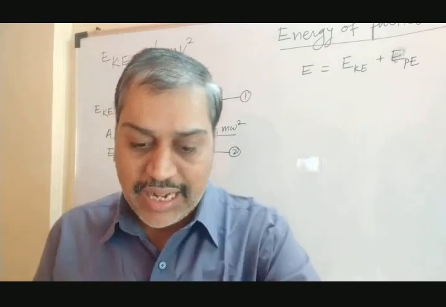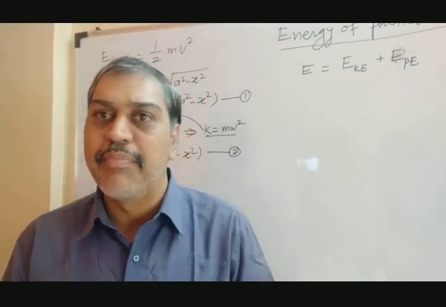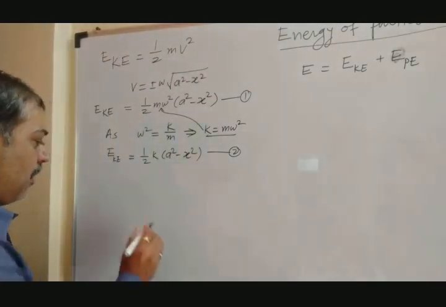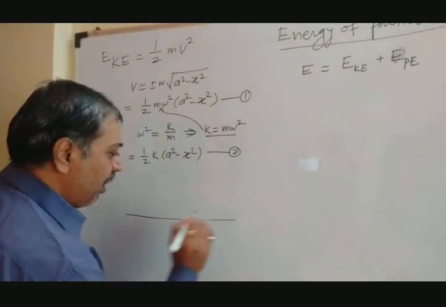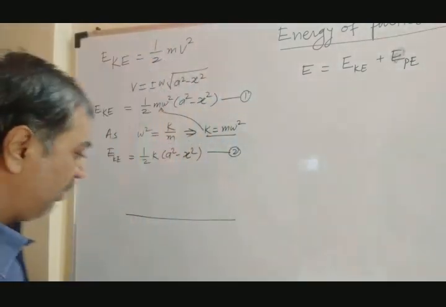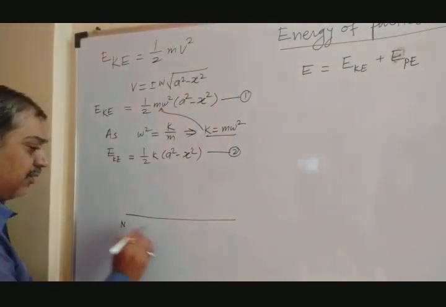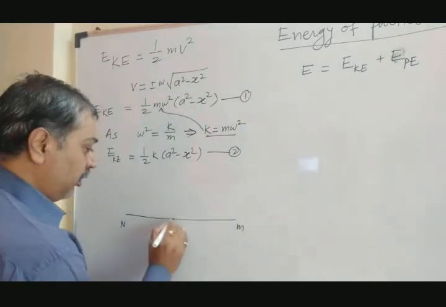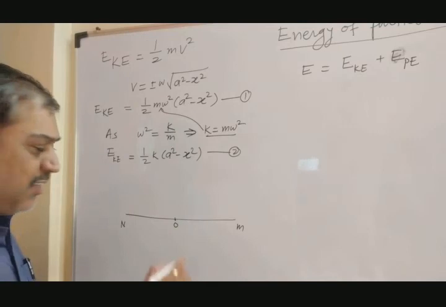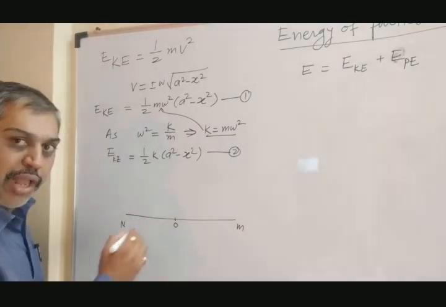Now let's see, this particle is performing simple harmonic motion, so we have to draw a diagram here. Let us suppose this is a particle performing simple harmonic motion along this straight line. According to the book we will go. This is the extreme position N, this is the extreme position M, and somewhere here is the mean position O, and the particle is performing to-and-fro simple harmonic motion.